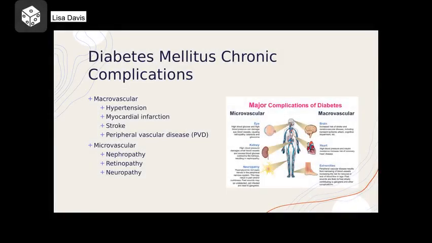Let's talk about some long-term or chronic complications from untreated diabetes. First one we're going to talk about is macrovascular complications. So macrovascular just means big vessels. So we're talking about hypertension, heart attack, stroke, peripheral vascular disease. Then we can also have microvascular complications. That's going to be the little vessels. So you might see nephropathy. This is damage to your kidneys. Remember, diabetes is going to be the top cause of kidney failure. We've got retinopathy. That's the little blood vessels in your eyes, so it can make you go blind.